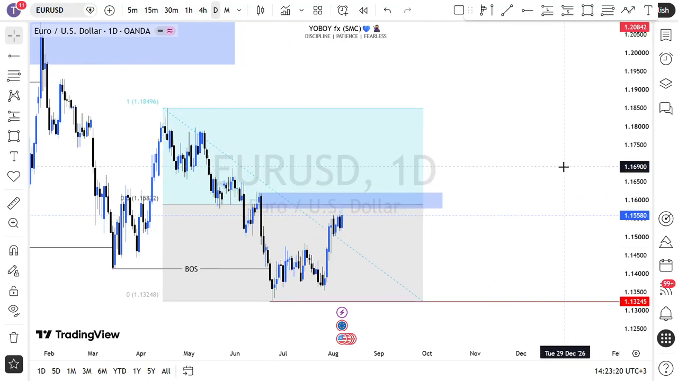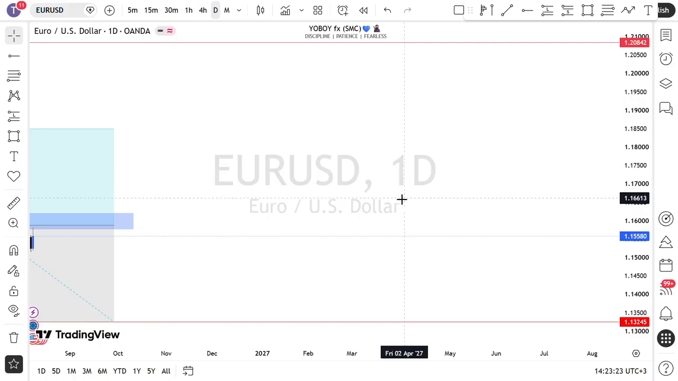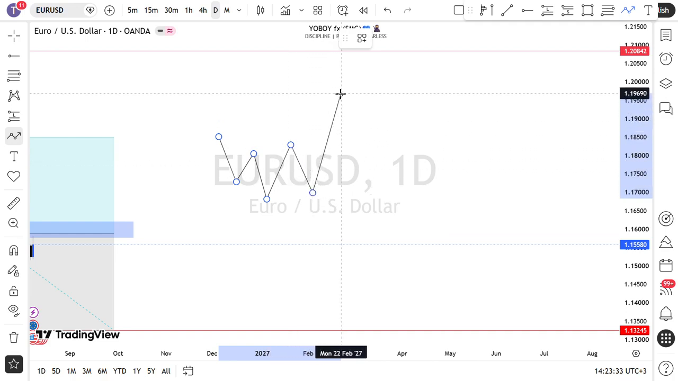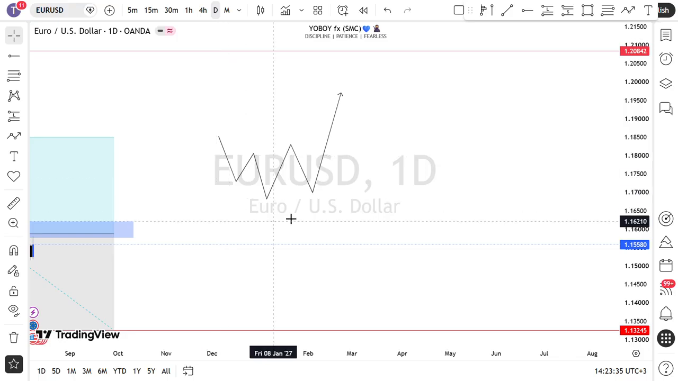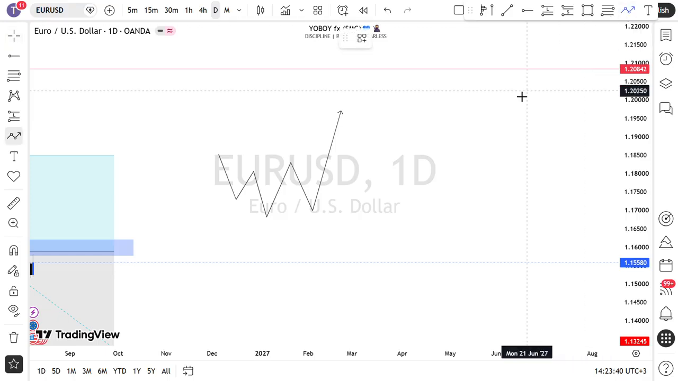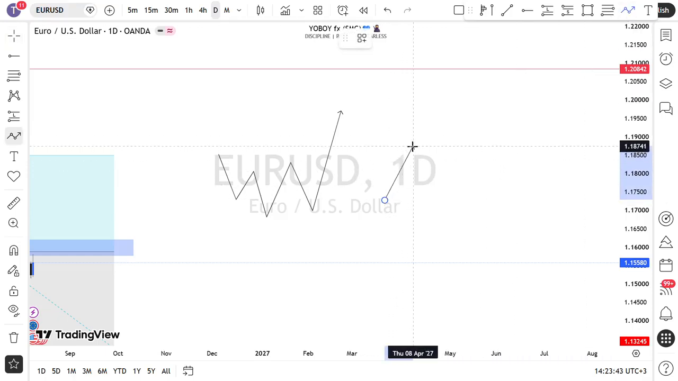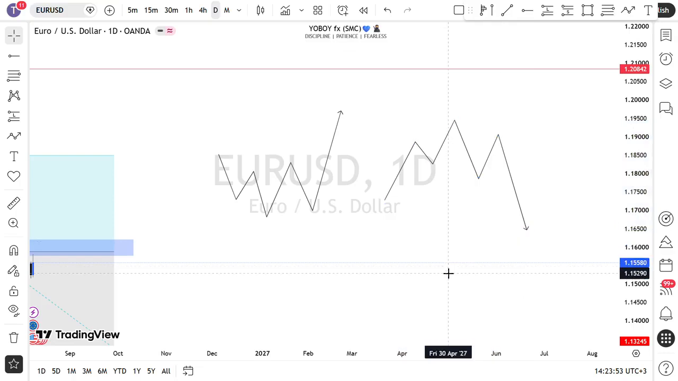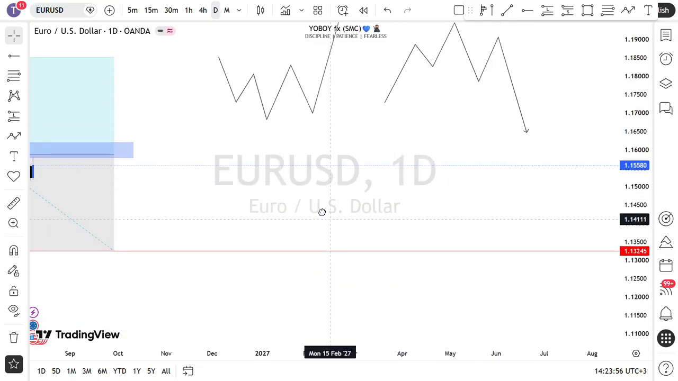Remember, I've been telling you guys about the types of change of character we have. Number one, we have this kind of change of character which the market always forms. For example, this is when the market is reversing from a bearish trend to an uptrend, and when the market is reversing from an uptrend to a downtrend, we see something like this. Price clears that low that formed a break of structure to the upside, and then we have the market shifting structure to the downside.